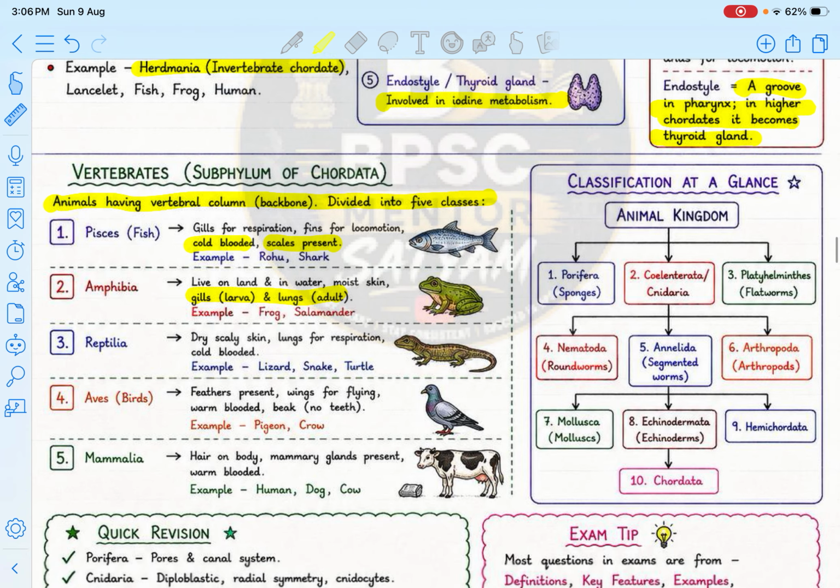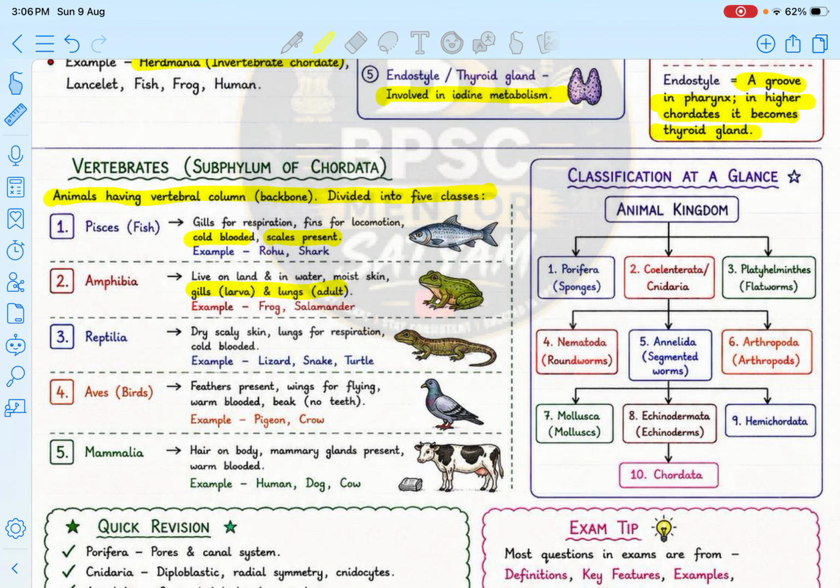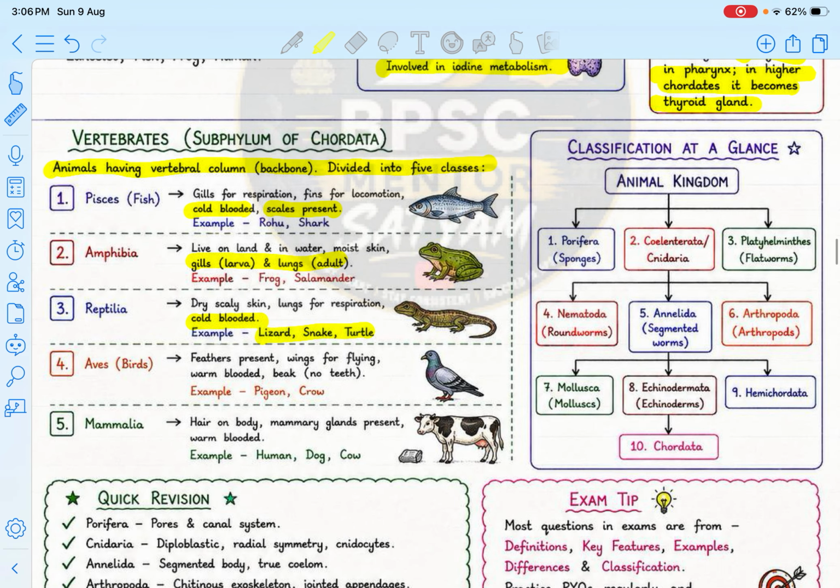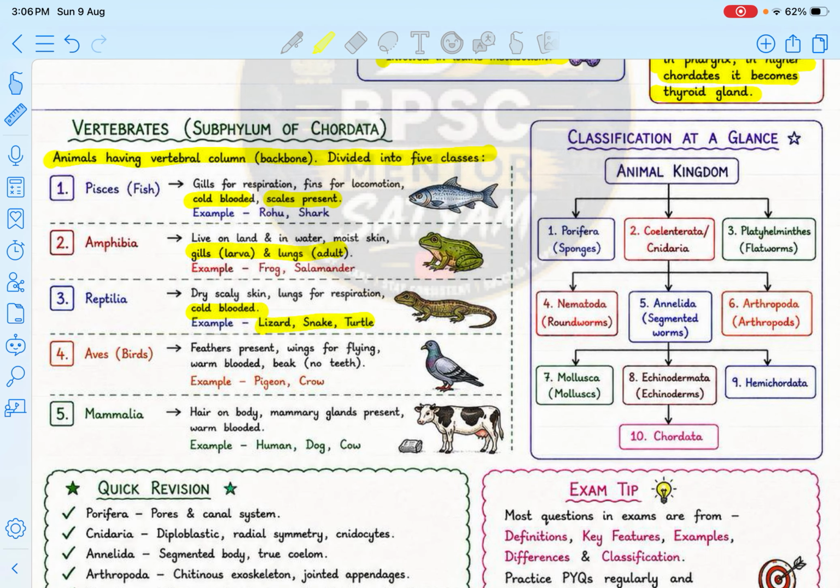Next is Reptilia. They have a dry scaly skin, lungs for respiration, and they are also cold-blooded. For example, lizard, snake, turtle. And next is Aves, birds. For example, feathers are present, wings for flying, warm-blooded, beak, no teeth. And in Mammalia, they have hair on the body, mammary glands are present, and they are warm-blooded. For example, we human beings, the dog and cow.